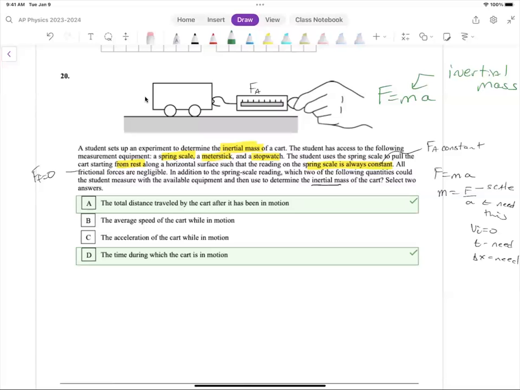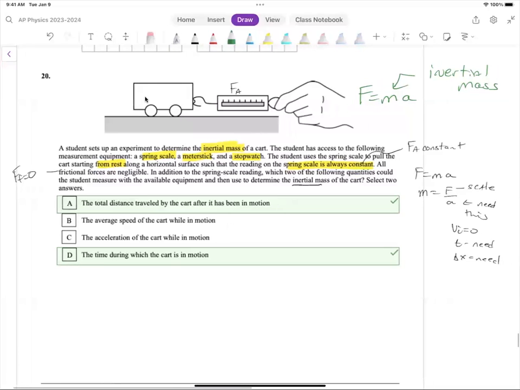The student uses a spring scale to pull a cart from rest, with initial velocity 0, along a horizontal surface such that the reading on the spring scale is always constant. In other words, constant speed. No, that is not constant speed, excuse me. It just means that the force applied is constant. All frictional forces are negligible.